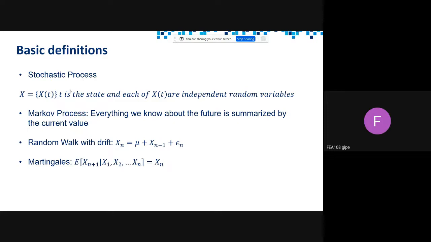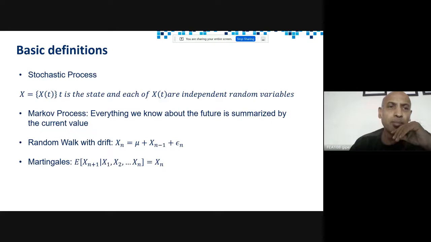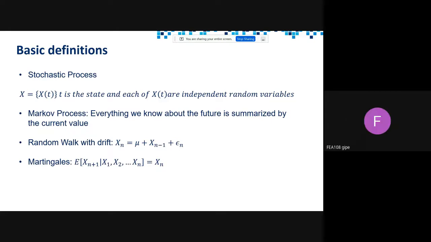Now I'm just ramping this up a little bit. Let's call it a Markov process. And what is a Markov process? A Markov process is again kind of a random process, but the future randomness is dependent on what I know now. The current value is all I need to know in a Markov process. Everything we know about the future is summarized by the current value. Just remember this. Hang on to this, okay?